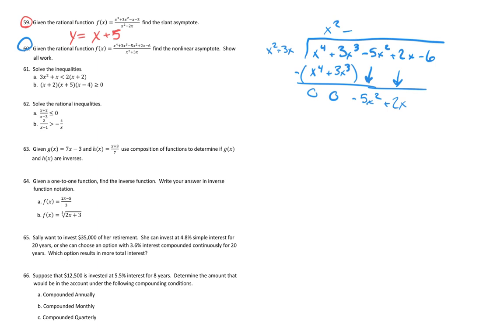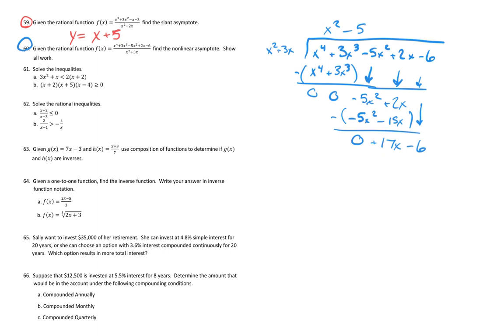Or excuse me, not 5 times, minus 5 times. So now if we multiply this out, we get minus 5x squared minus 15x. So now take these and I subtract them. So negative 5x squared plus 5x squared is 0. And then we have 2x plus 15x. That's just going to be plus 17x. Then we're able to pull down this 6. So this is our remainder here.